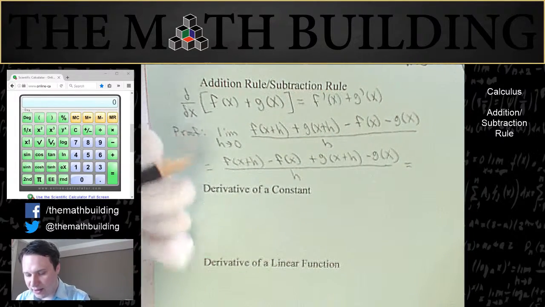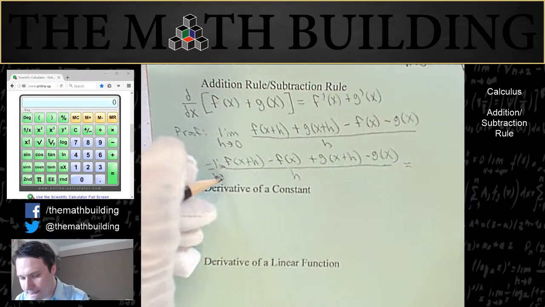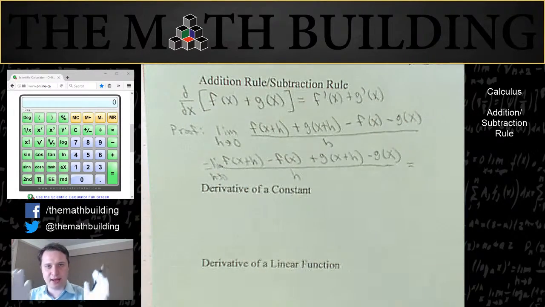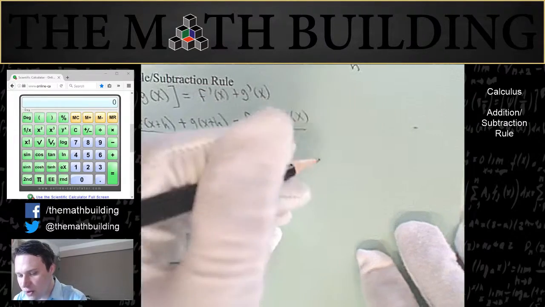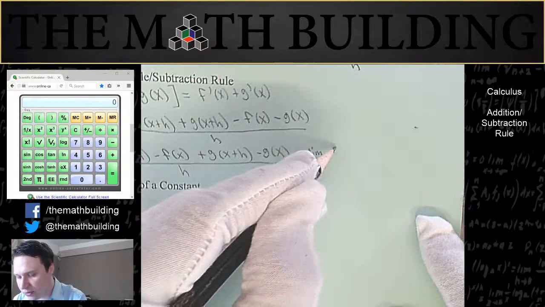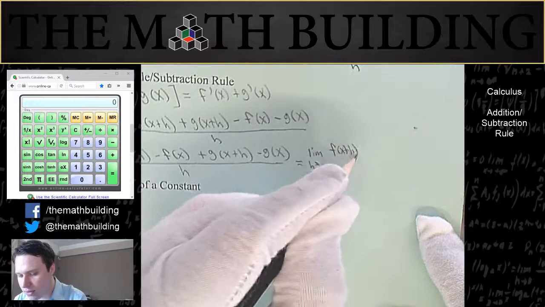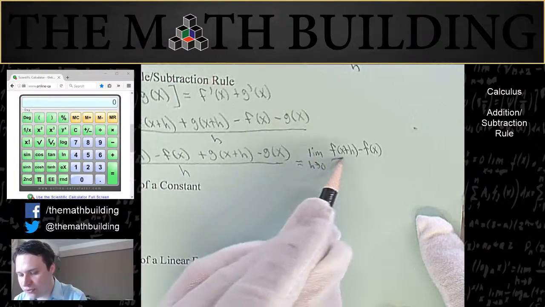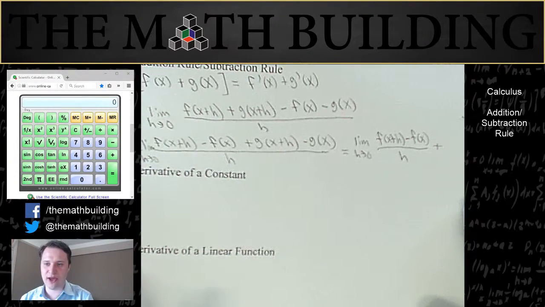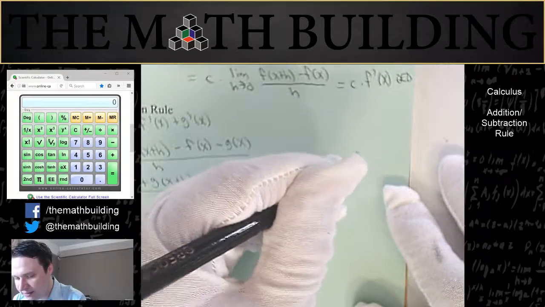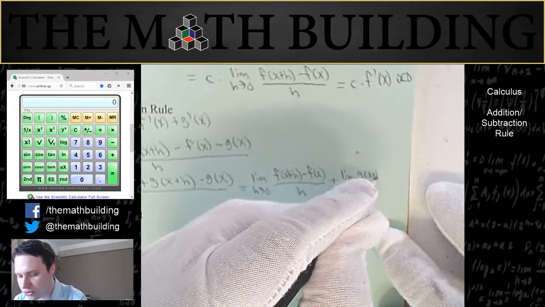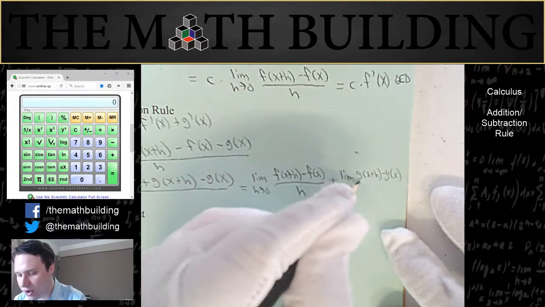And whoops, I'm sorry, I forgot my limit. And now let's go ahead and break this up, because you can remember from our earlier videos, we can take this limit and apply it to separate parts of the fraction. So what we can do now is write the limit as h goes to 0 of this first part, which is f of x plus h minus f of x all over h. And then we can add the limit of the g's over h. Okay, so now we're going to add the limit as h goes to 0 of g of x plus h minus g of x all over h.